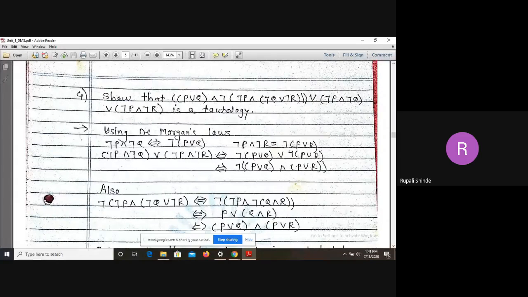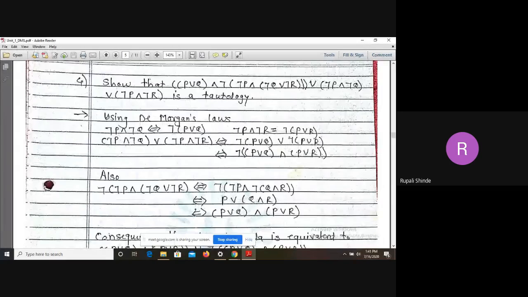If you observe the first bracket, we are going to take this negation outside. So negation of P or Q. This is the first bracket. Or again, we have to take negation common, which is common between two terms. That's why we have to take it outside as negation of P or R.